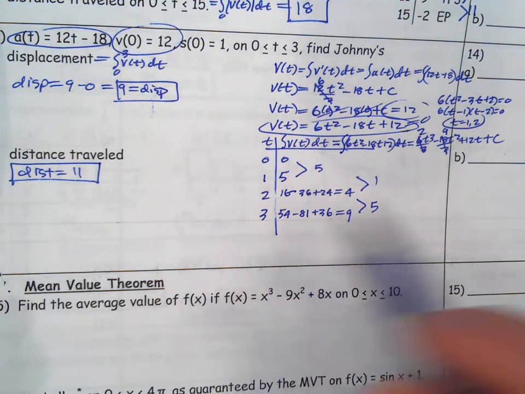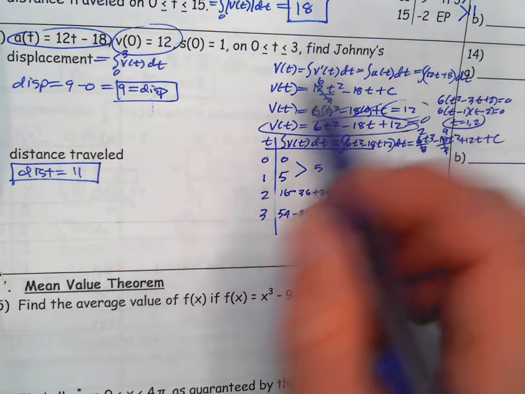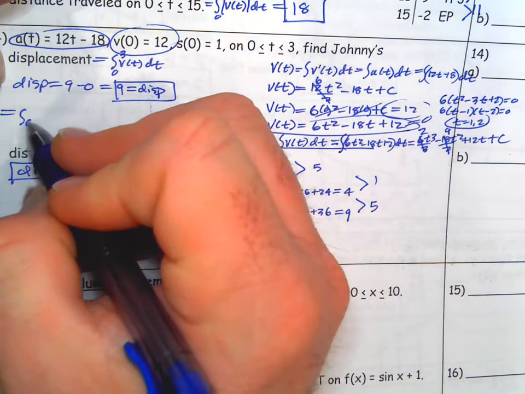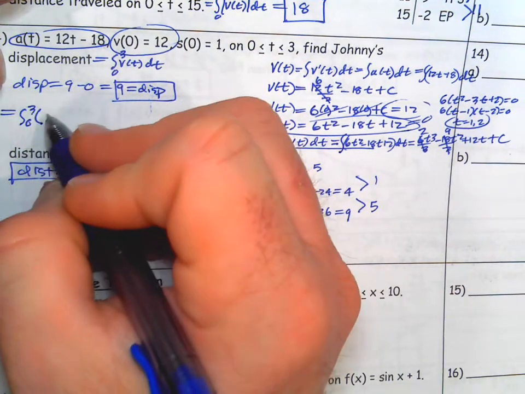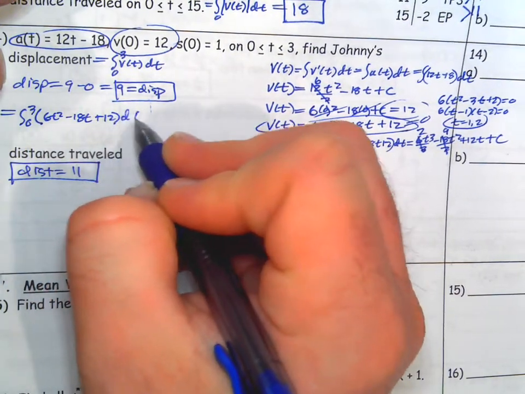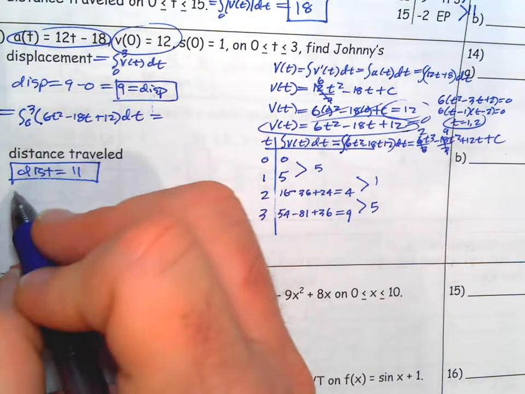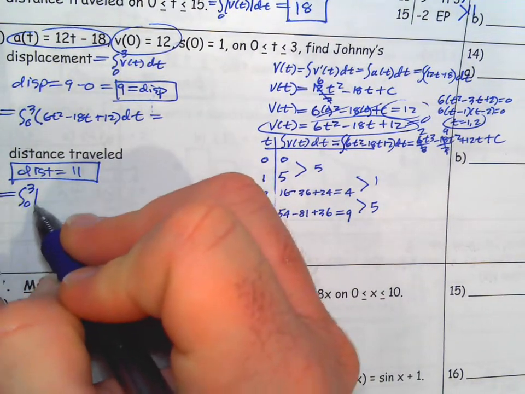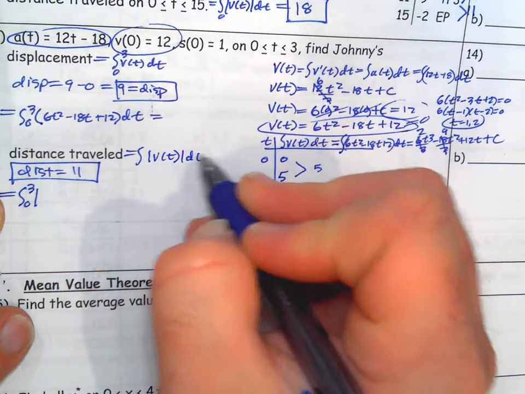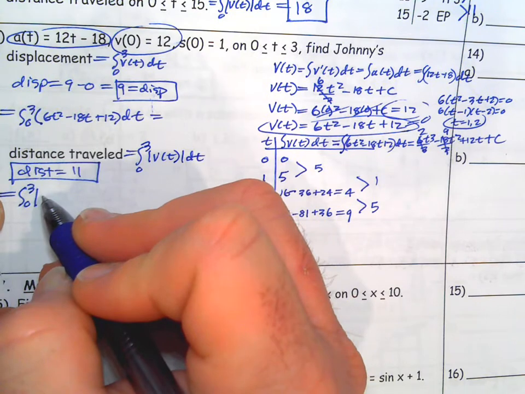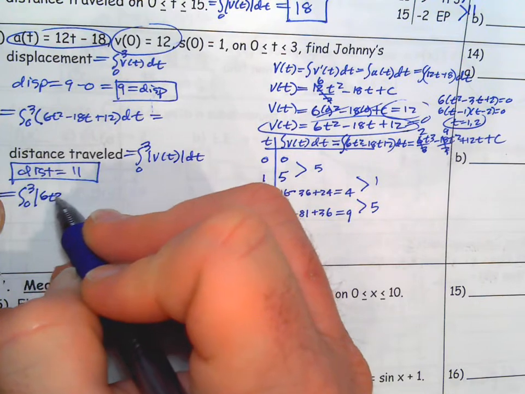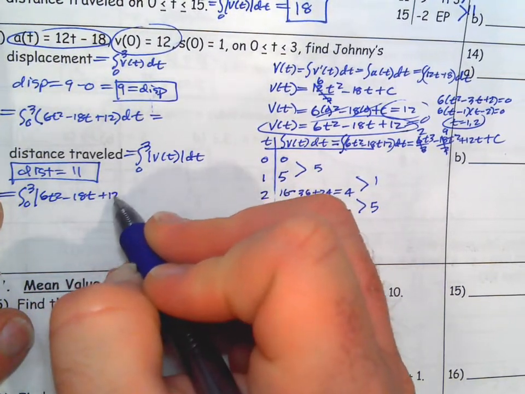Now, if you don't want to use the table, you're going to do all the work we just did before the table. And then you're going to do the integral from 0 to 3 of 6t squared minus 18t plus 12 dt. You're going to do all that work to get displacement. And then over here, you're going to do the integral of the absolute value of velocity, absolute value of speed. And so you're going to have to do 6t squared minus 18t plus 12.